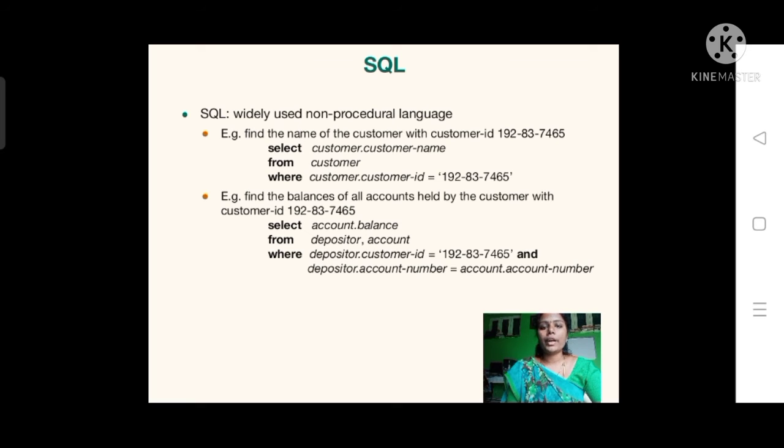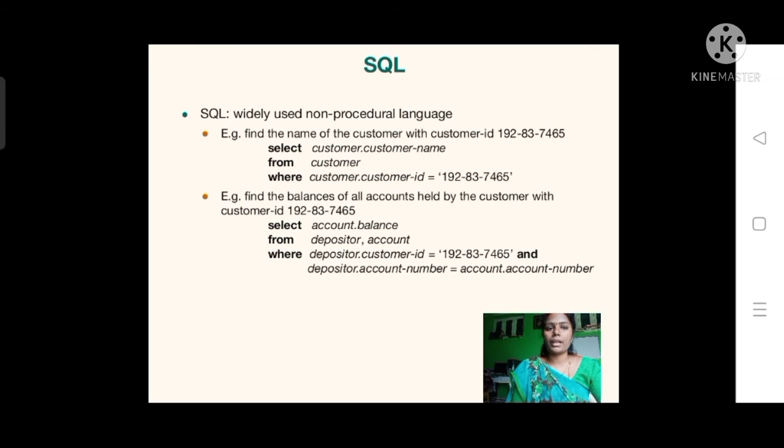For example, find the name of the customer with a given customer ID. How to find the name of a customer using the customer ID? For that, we are going to write a query by means of the select command. Select customer name. What's the customer? Customer is the actual entity name and customer name is the attribute name. From the customer table, where customer ID is equal to the value specified. In this query, the given customer ID is accessed by the database and the customer name is fetched.